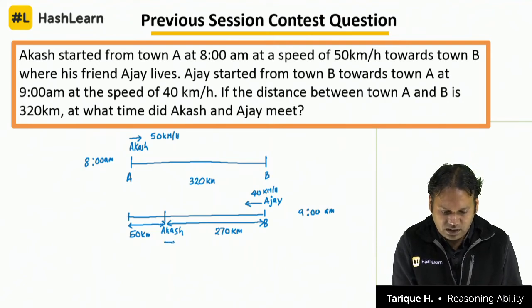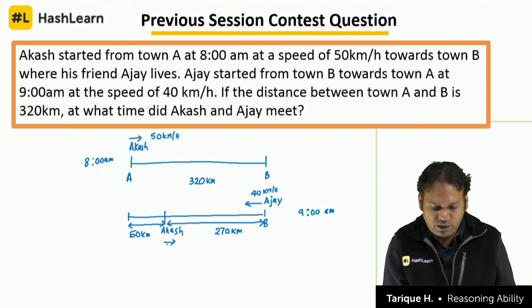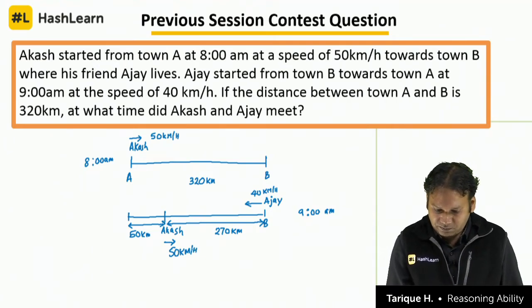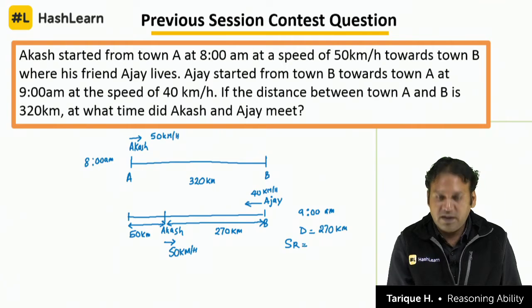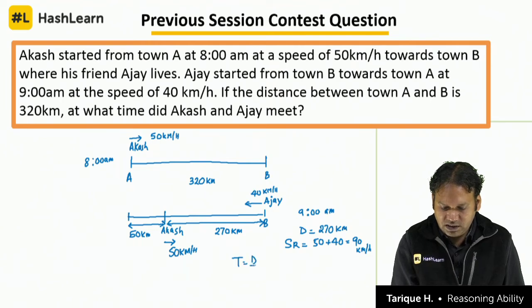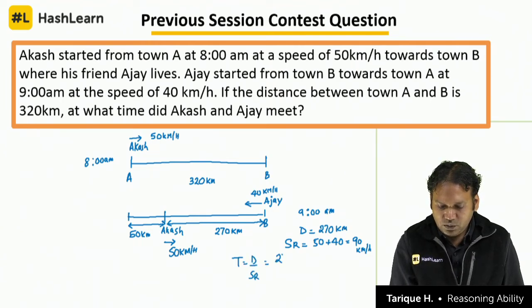Now, Akash is moving towards Ajay at 9 am, both of them are moving towards each other. Akash is moving at a speed of 50 kilometers per hour, Ajay is moving at a speed of 40 kilometers per hour. The distance between them at 9 am is 270 kilometers and the relative speed, because they are moving in the opposite direction, is 50 plus 40, 90 kilometers per hour. So, time taken is equal to distance by relative speed, 270 by 90, that is equal to 3 hours. So, they will take 3 hours after 9 am.